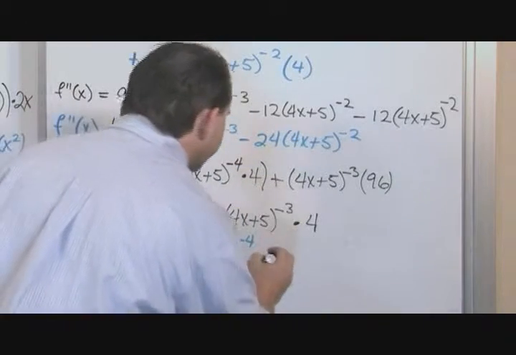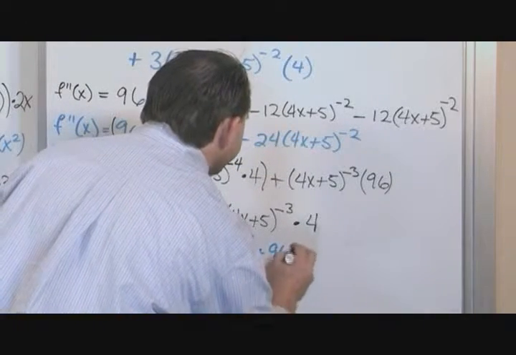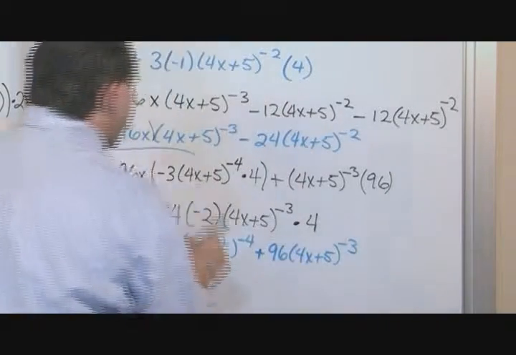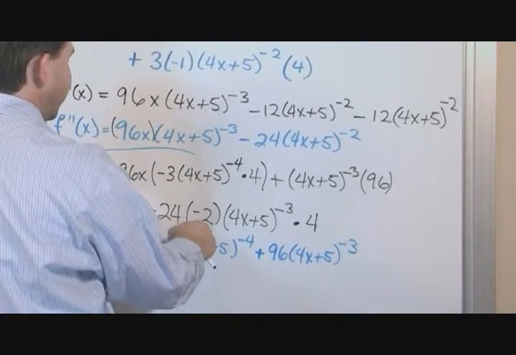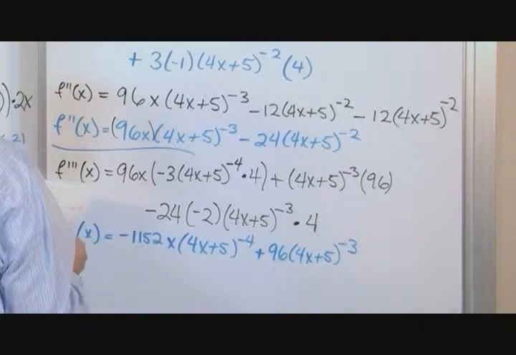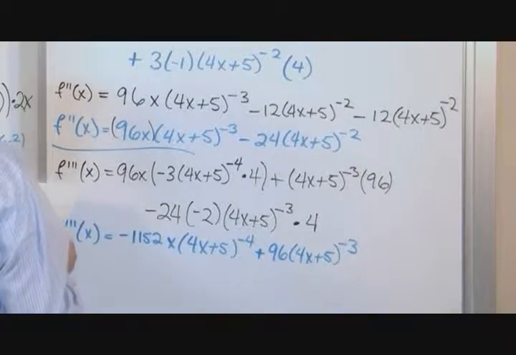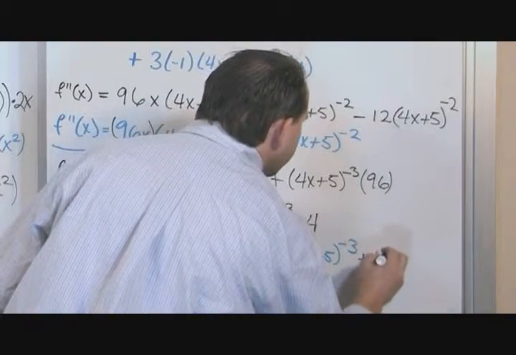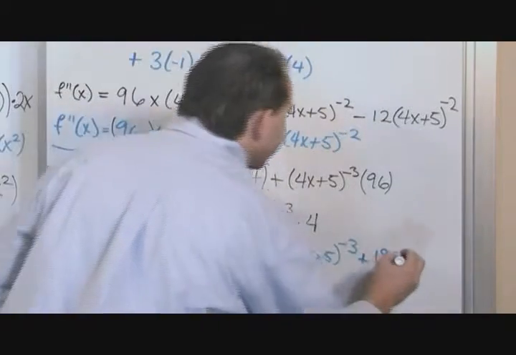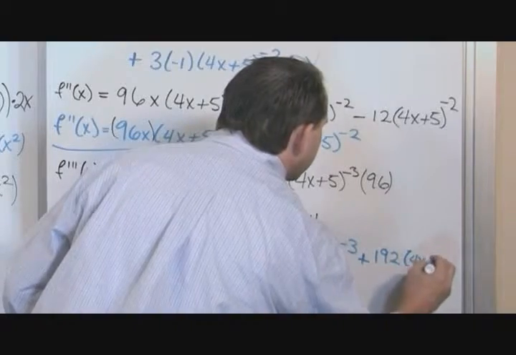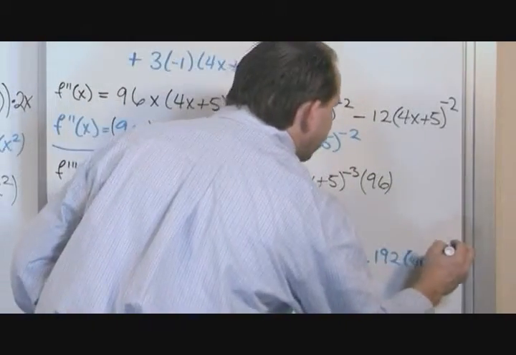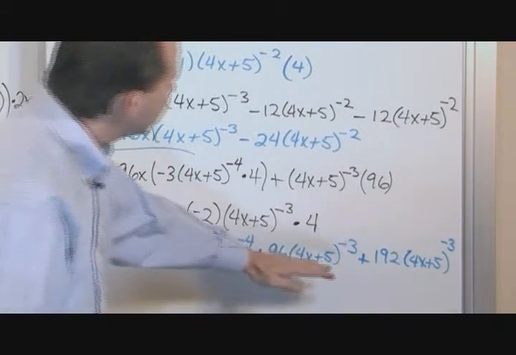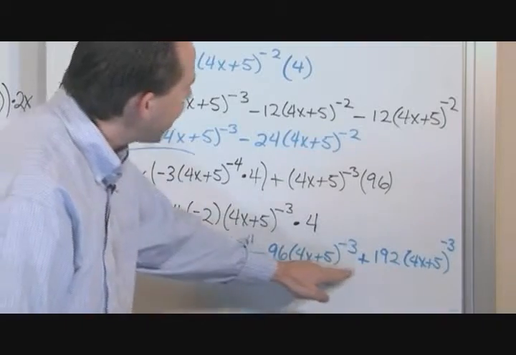Now the second term here is plus 96, (4x + 5)^(-3). And the third term, 24 times negative 2 times positive 4 is going to give us 192, positive 192 because negative times negative is positive. So we'll have plus 192, and then we'll have the same guy here, (4x + 5) raised to the power of negative 3. So you know, you could circle that if you're in a pinch, but if you really look at it a little more carefully, we can combine these terms because this is exactly the same as what we have here.